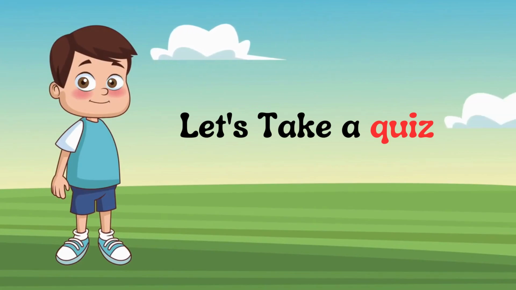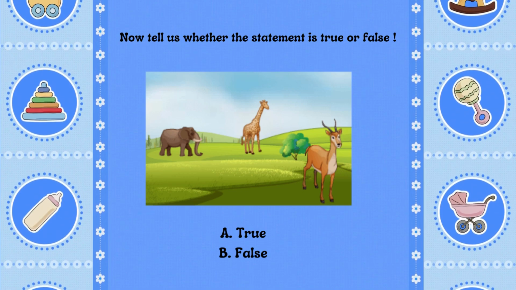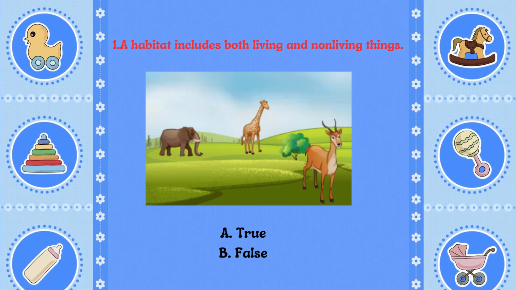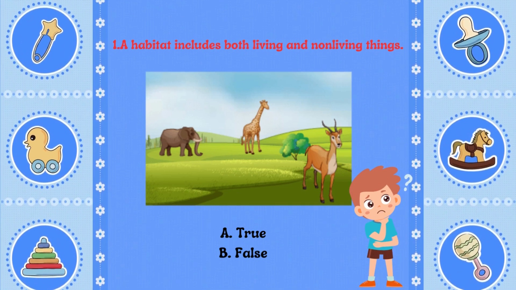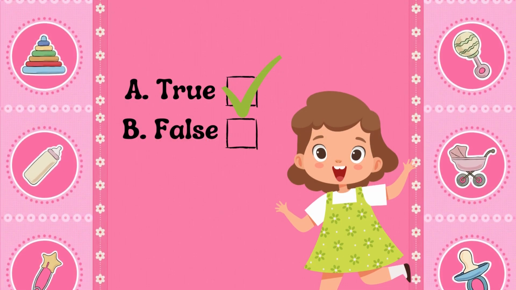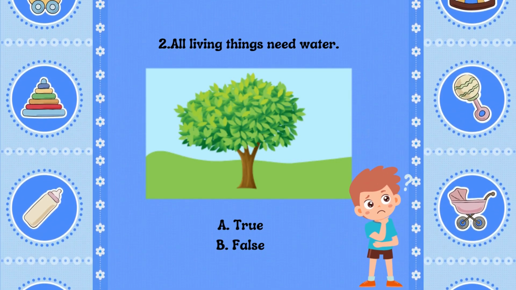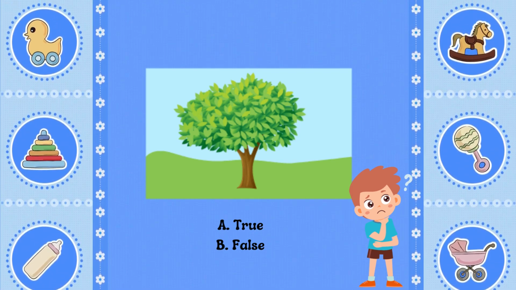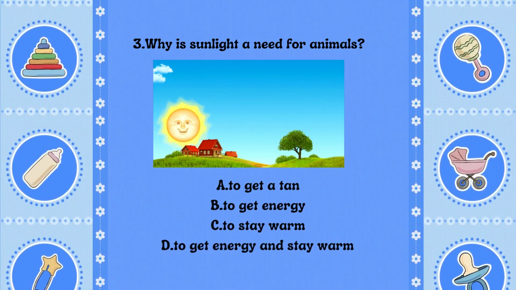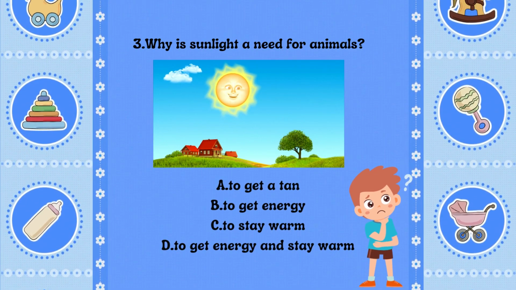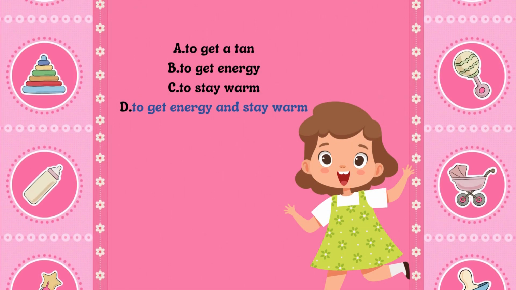Let's take a quiz. Now tell us whether the statement is true or false. A habitat includes both living and non-living things. It's true. All living things need water. It's true. Why is sunlight a need for animals? To get energy and stay warm.